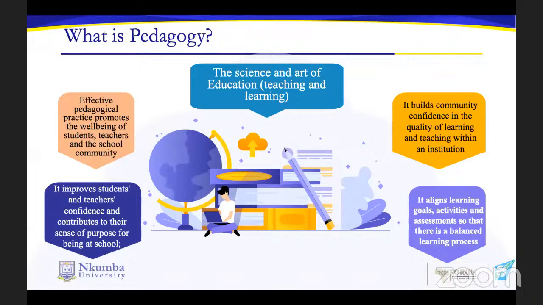And also, it aligns learning goals, activities, and assessments so that you have what we call a balanced learning process. You have goals connected to the activities, and you have assessment connected to the goals and things of that kind, so that everything is taken care of during the teaching of that particular course unit.